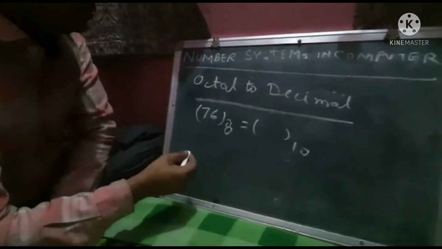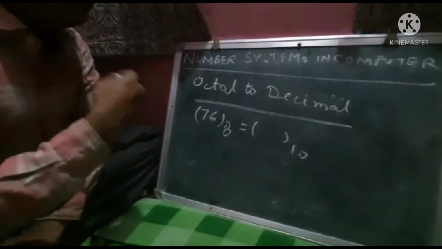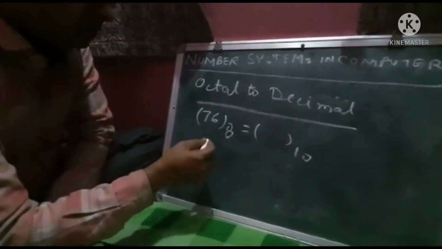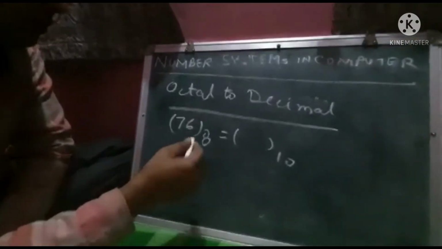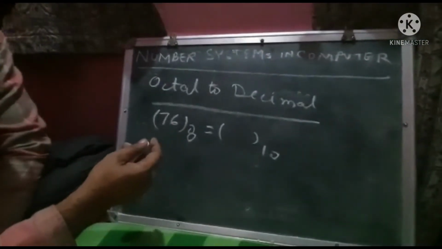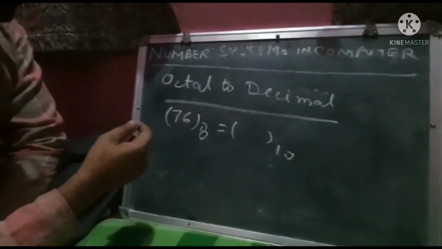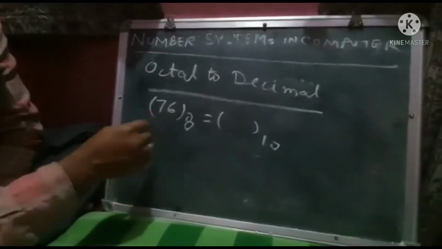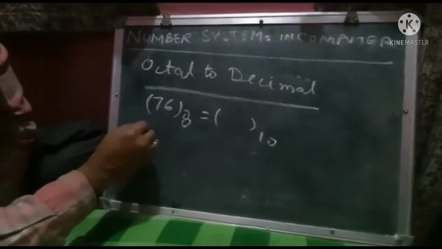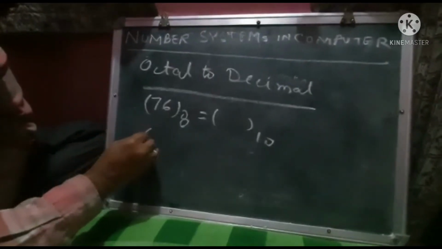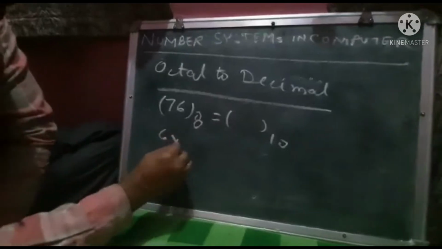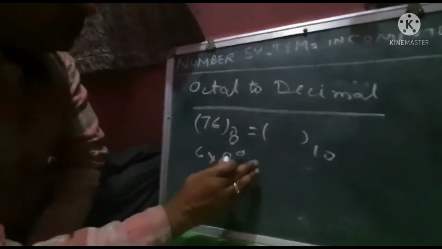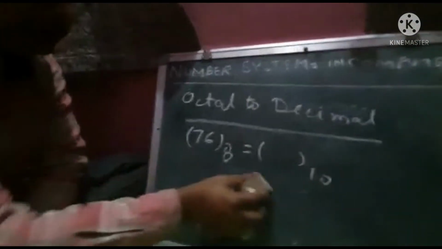Now the process is similar to the process where we converted from binary to decimal. How did we convert from binary to decimal? We convert from binary to decimal by multiplying the individual bits of the binary number with powers of 2, and we do the same process here also. Suppose 76 is the number, and we take the first digit 6, we multiply with 8 to the power 0.